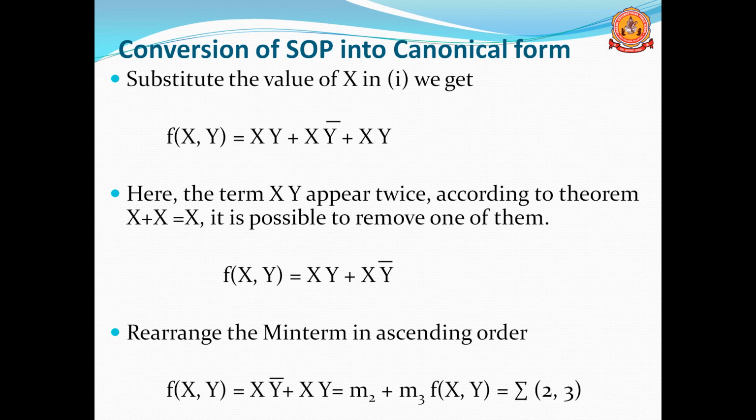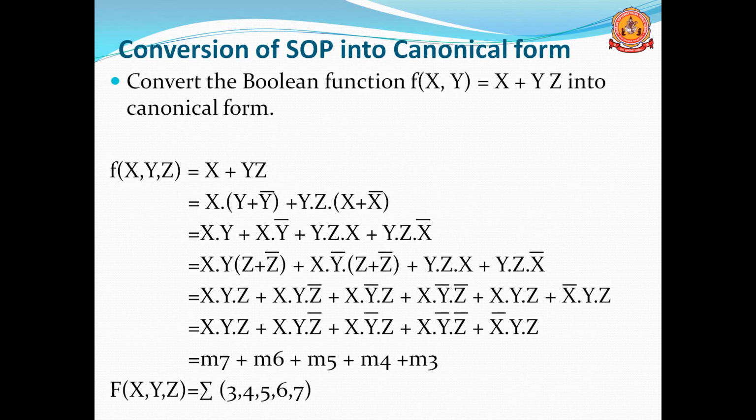So we can write that as f of xy is equal to sum of 2, 3. 2 comma 3 means 2 is one term, and 3 is one more term. So it is the canonical form, sum of 2, 3. This is the canonical form of min term, or you can say the min term canonical form. The next one is an example.